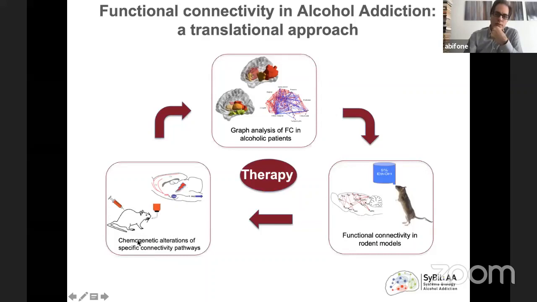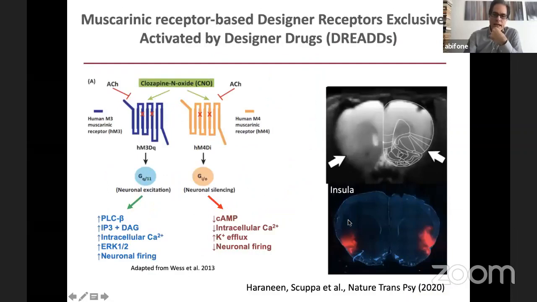Particularly, we used an approach which is called chemogenetics. Very shortly, one can express some receptors, artificial receptors, in specific parts of the brain by viral transfection. And one can activate or deactivate these receptors by administering a non-endogenous substance, which is called CNO. In other words, after we have transfected our rats, we can switch on or off, or we can excite or inhibit, specific parts of the brain.